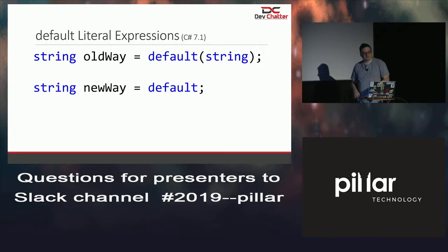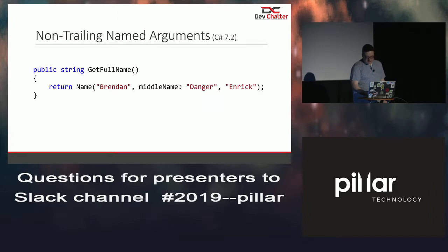The next thing, a nice quality of life thing. If C# can figure out what your type is because you're just defining it like this and you're using a default, you don't even have to specify the type in it. So you can do that. Quick, easy one. Oh yeah, for non-trailing named arguments, you can now do this in C# 7.2.